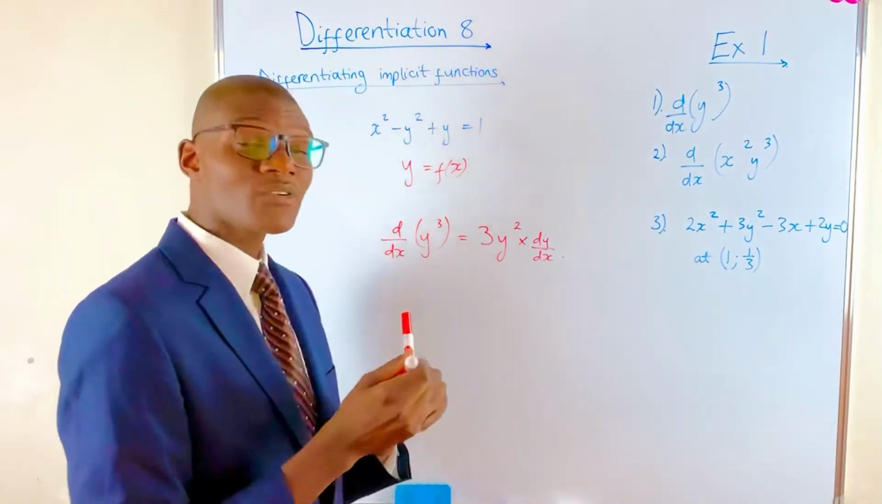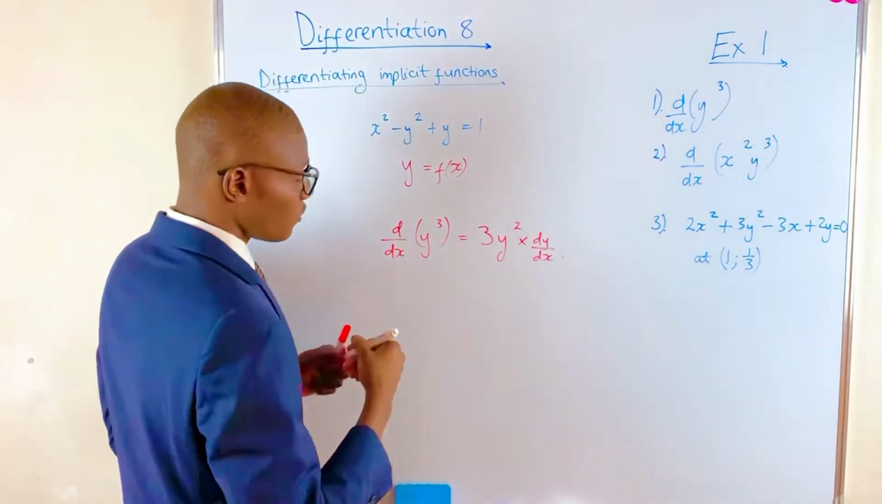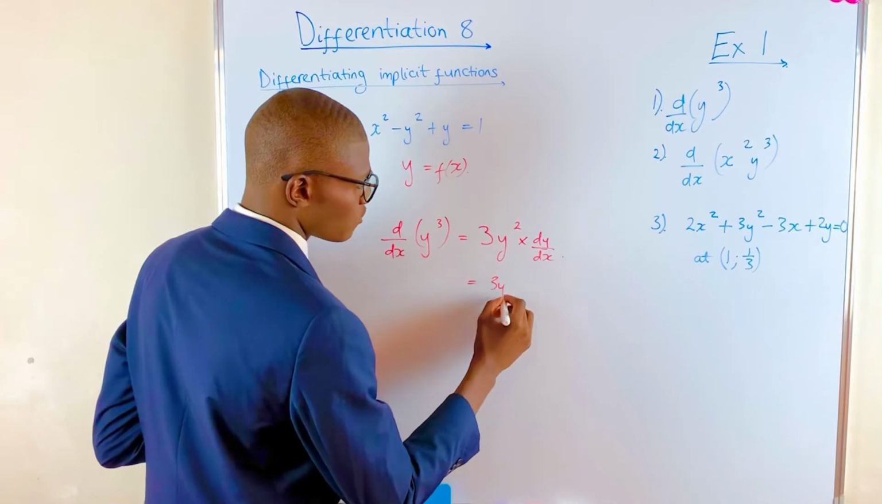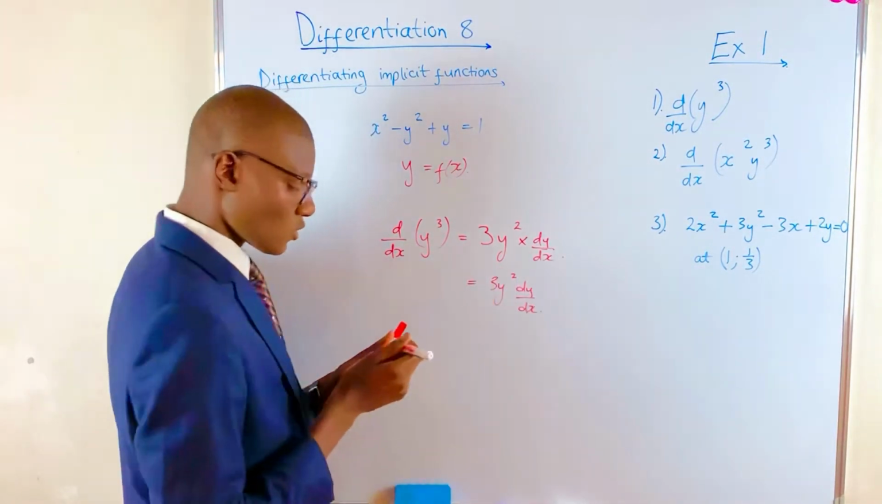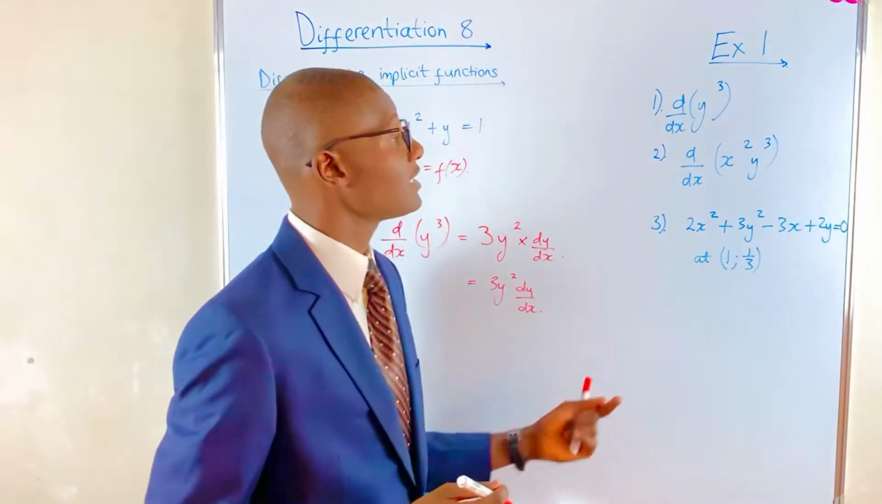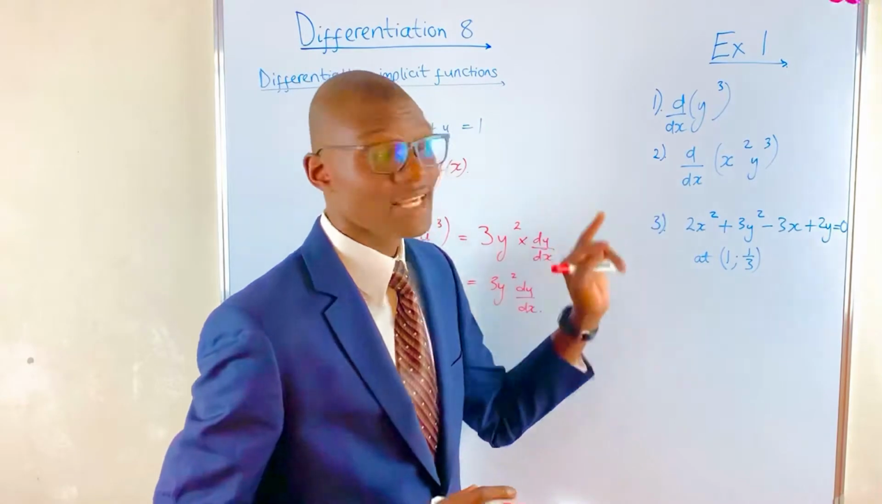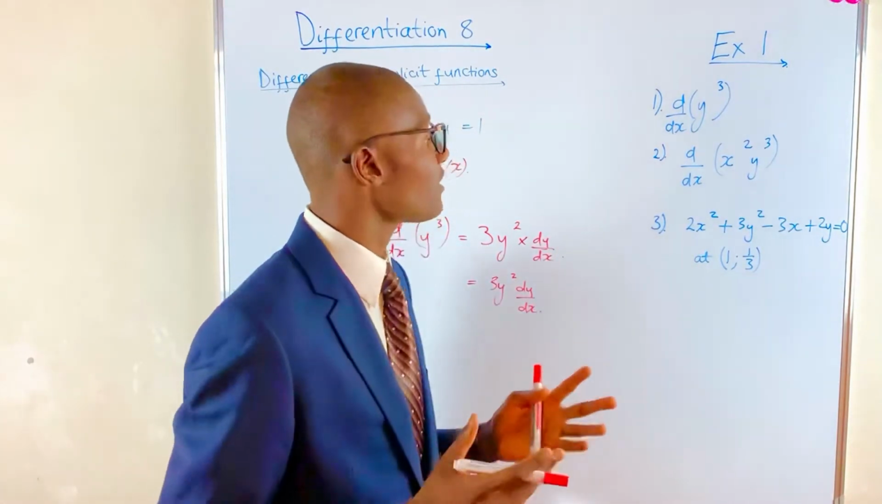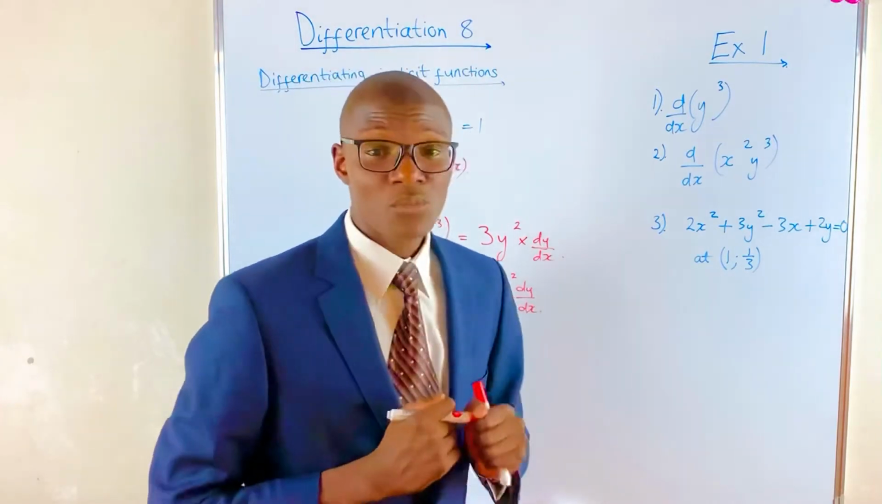So the final result of differentiating y to the power of 3 with respect to x will be given as 3y squared dy by dx. So this is how we differentiate the first one. Now I would like to look at how we differentiate the second one. We want to find the gradient function of the expression x squared times y to the power of 3.